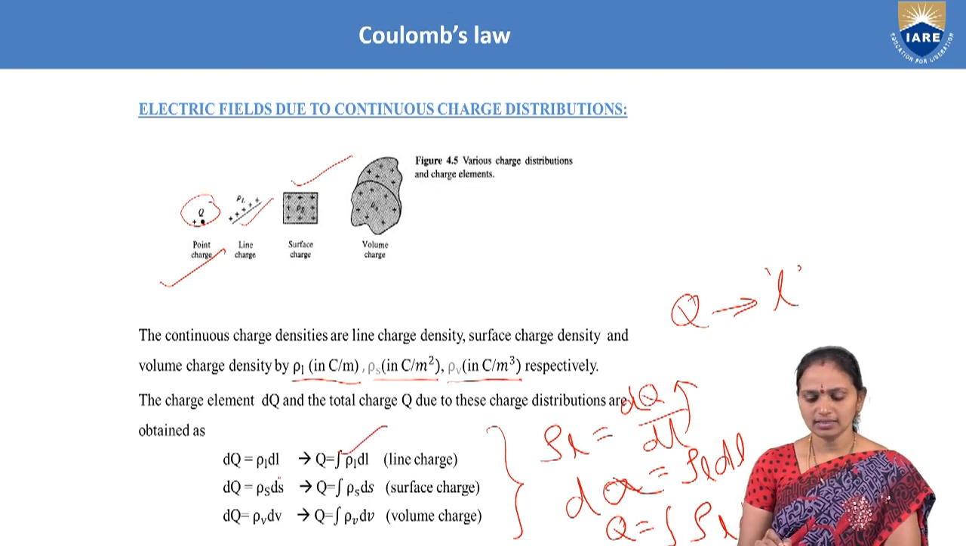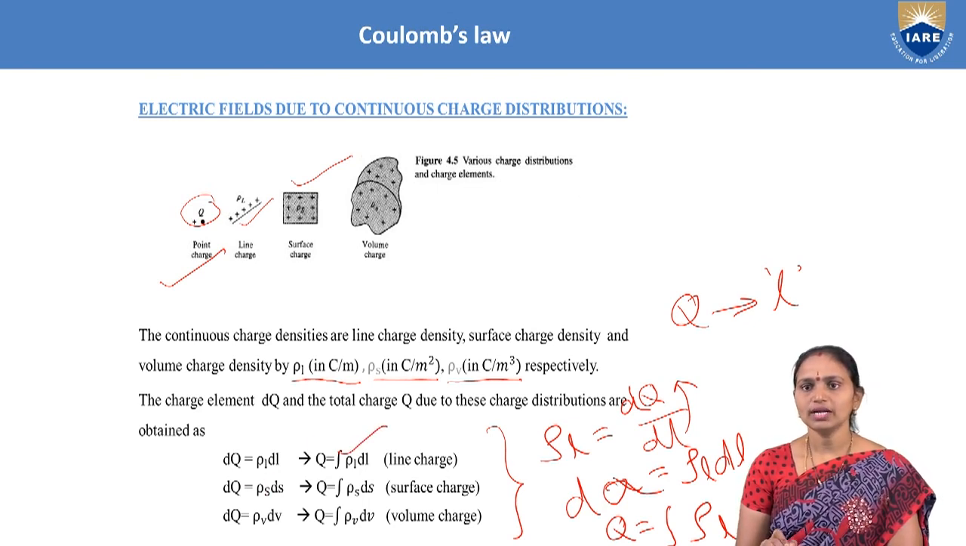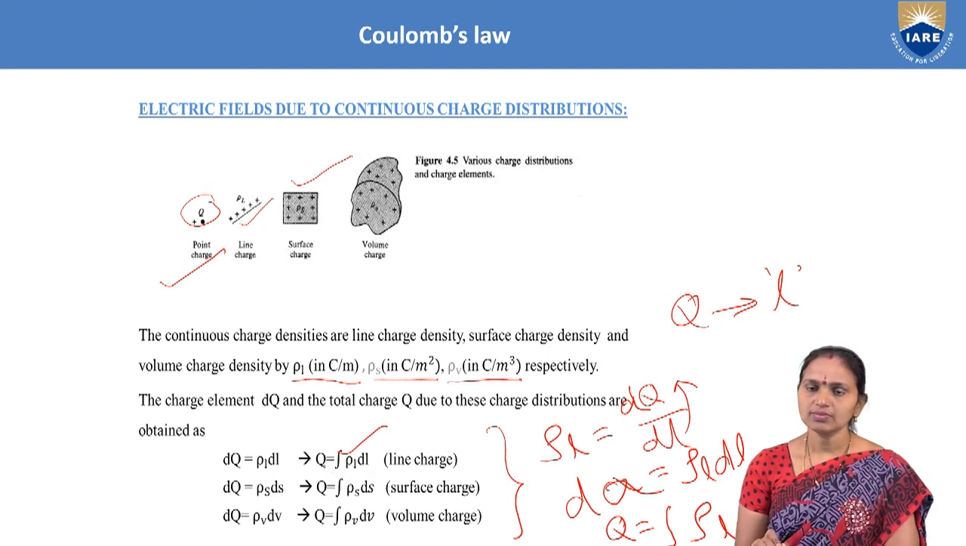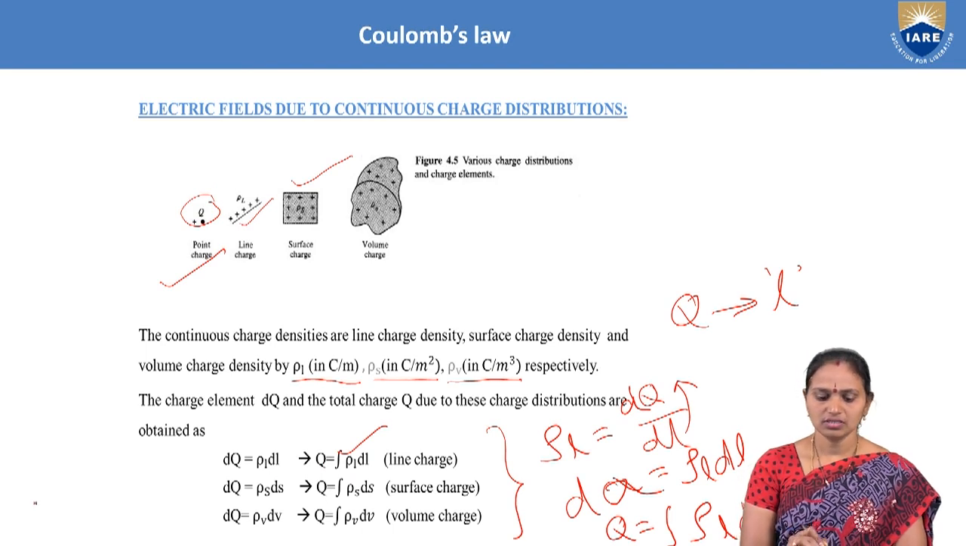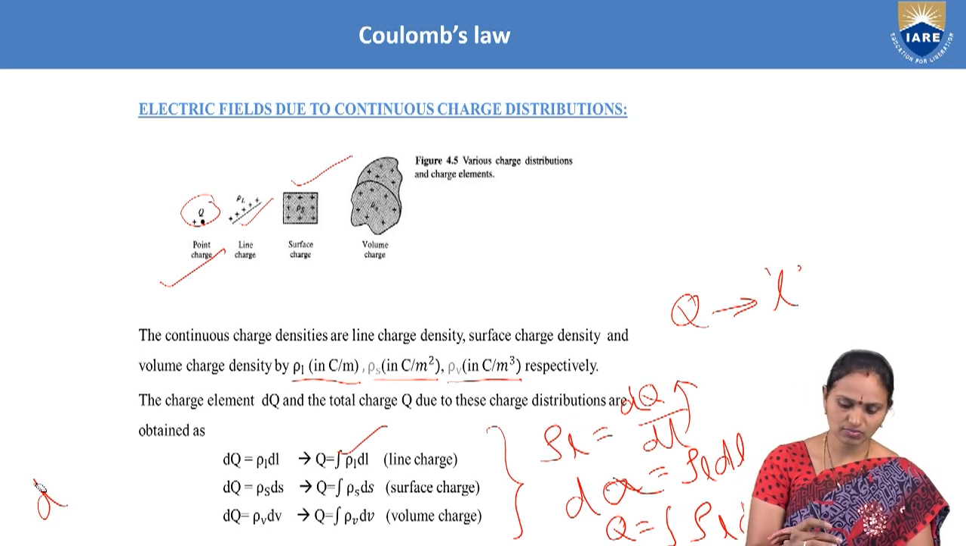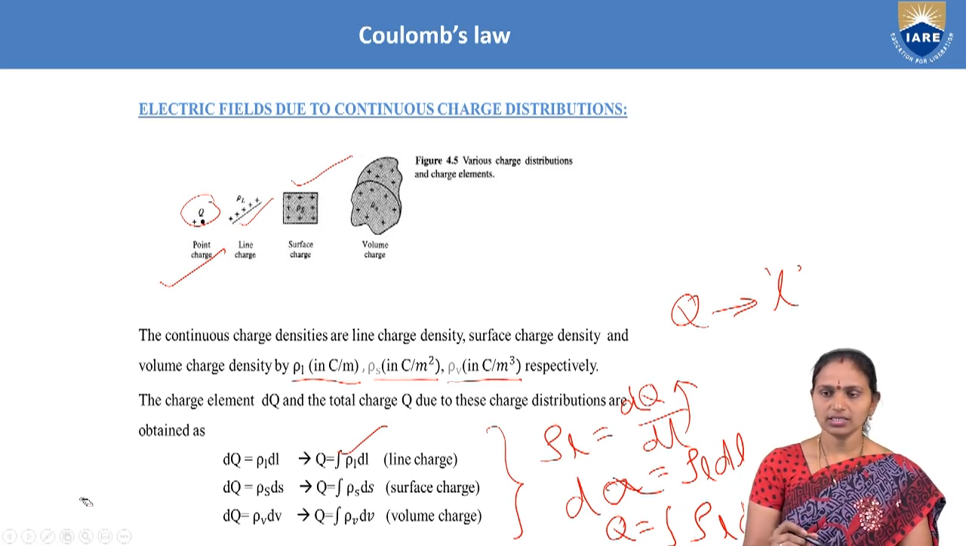Similarly, we can write rho S as dq by ds, and by cross multiplying Q equal to integral rho S ds. Similarly, for the volume charge case, for volume, ds is nothing but here, I'll write rho S meaning here. Rho S is nothing but surface charge density.